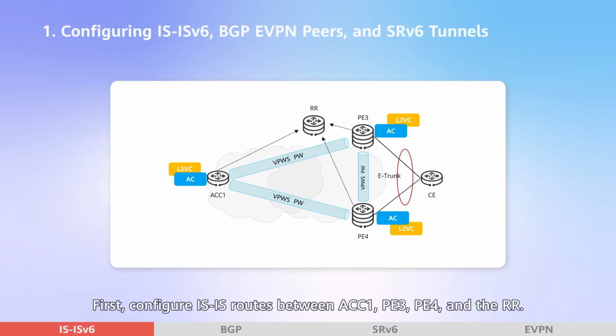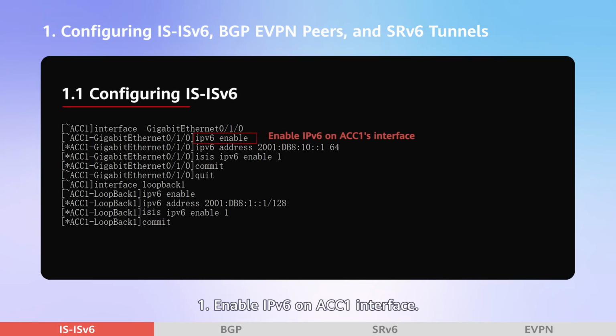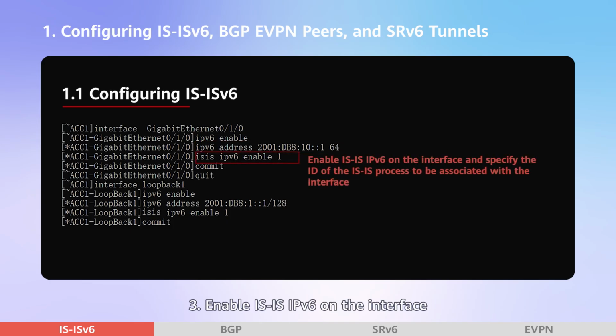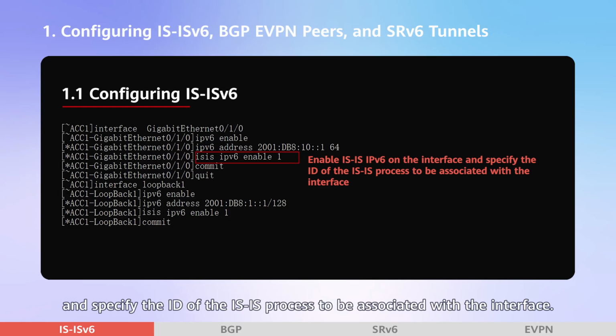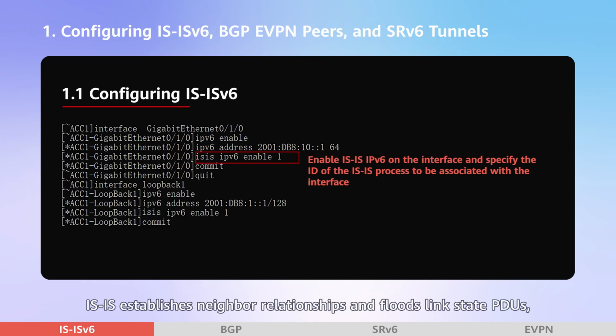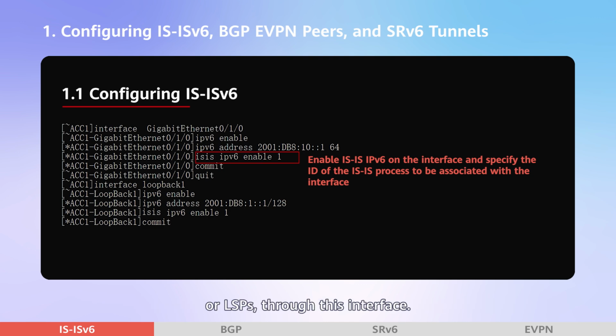First, configure IS-IS routes between ACC1, P3, P4, and the RR. First, enable IPv6 on ACC1's interface. Second, configure an IPv6 address for the interface. Third, enable IS-IS IPv6 on the interface and specify the ID of the IS-IS process to be associated with the interface. After the configuration is complete, IS-IS establishes neighbor relationships and floods link state PDUs, or LSPs, through this interface.